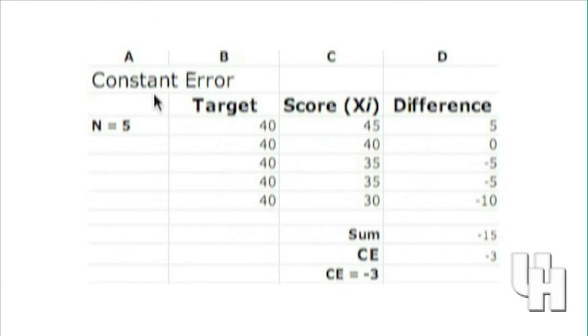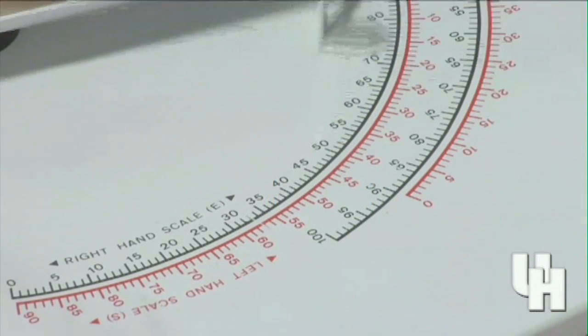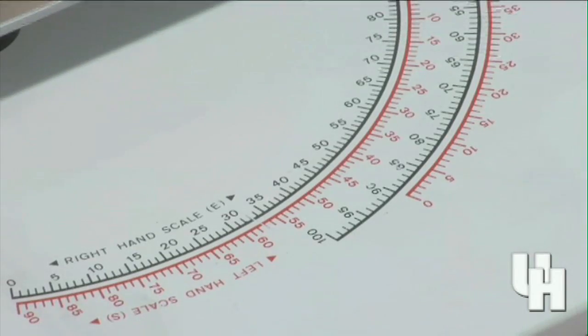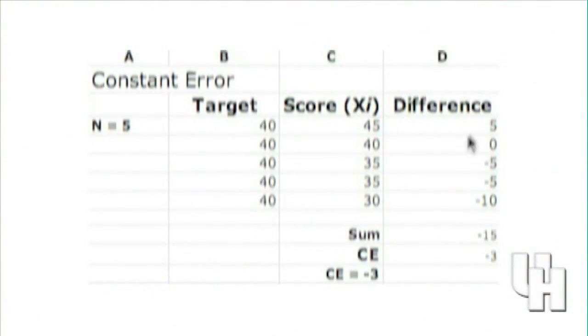So we can see in column B that the target value is 40. In column C, we can see the subject scores. They scored a 45, a 40, a 35, one more 35, and then a 30. So the way to calculate constant error is to take the score that the subject achieved minus the target score.